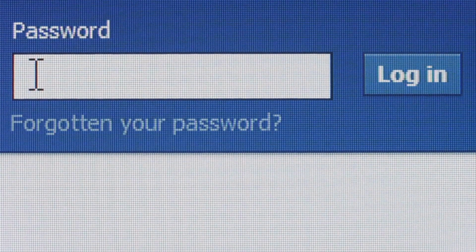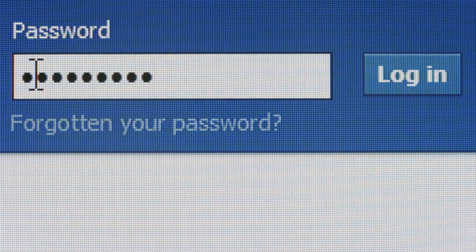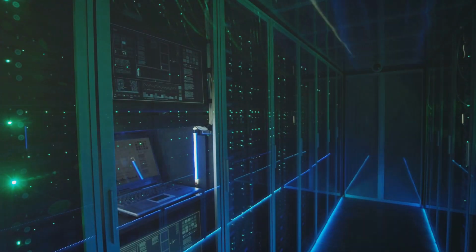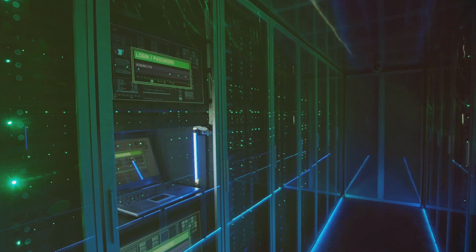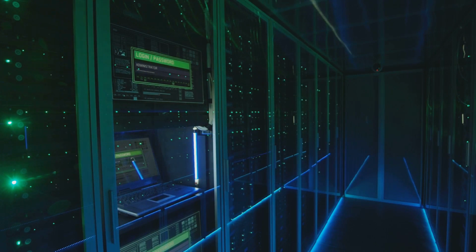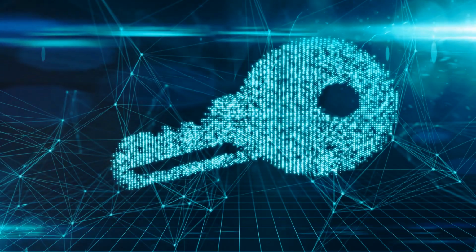Then there's the support for single sign-on, or SSO. Ever been frustrated by having to remember a multitude of passwords? Well, Kerberos feels your pain. With SSO, users authenticate once and gain access to multiple services. This not only improves user experience, but also reduces the risk of password-related security breaches.